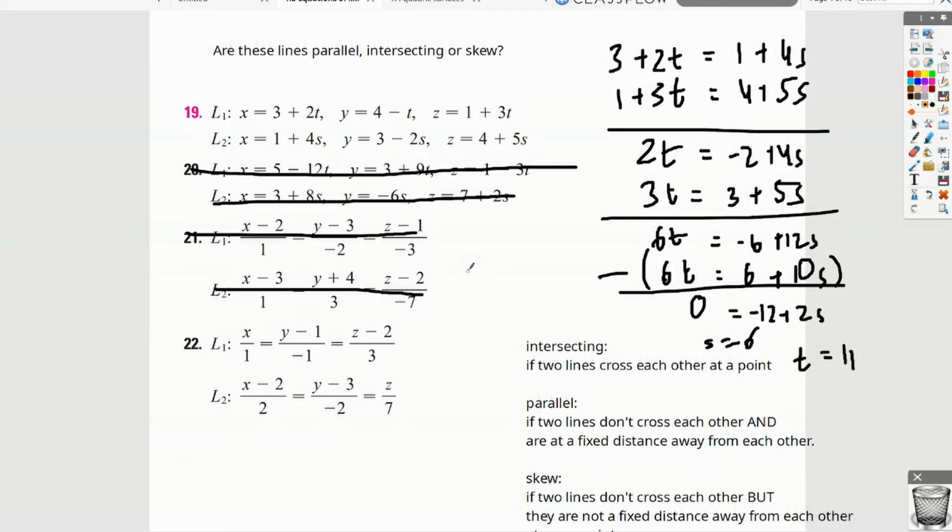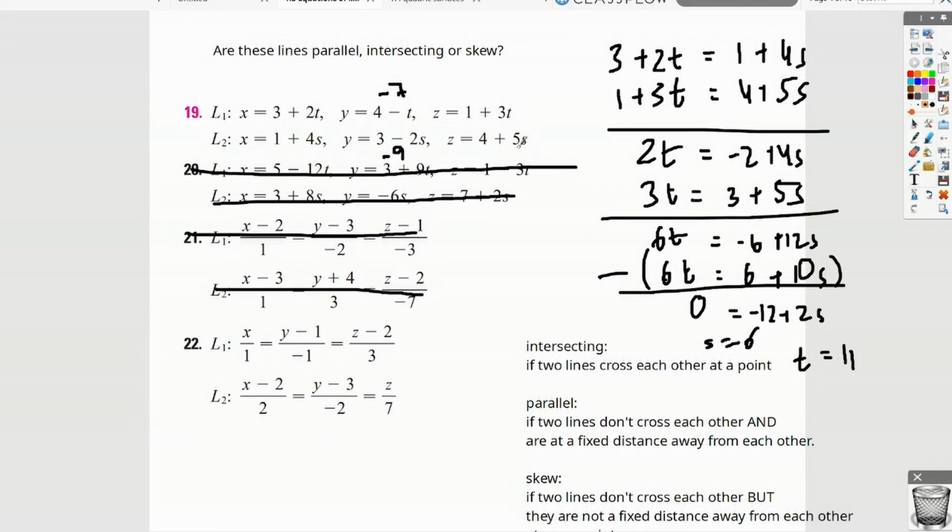So they are intersecting. However, the real test is you have to put it back into y. You have to put the t and s into y. And if that also works, then they are intersecting. If it doesn't, then we have to go to the other two. So t is equal to 11. Well, 4 minus 11 will give you y equal negative 7. And then 3 minus 2 times 6, that'll give you a negative 9.